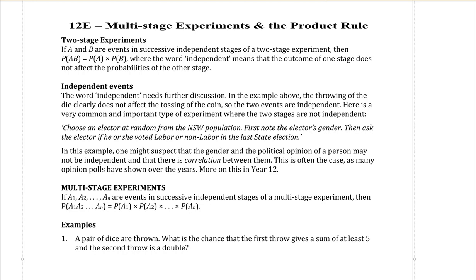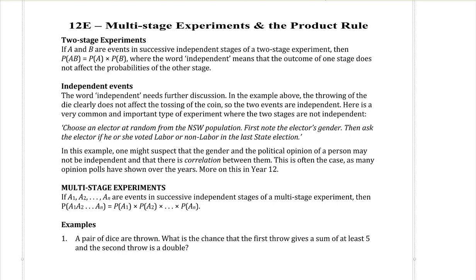that the outcome of one stage does not affect the probability of the other stage, because they're completely independent events. So there's more here on independent events. The word independent needs further discussion. In the example above, the throwing of a die clearly does not affect the tossing of a coin, so the two events are independent. Here is a very common and important type of experiment where the two stages are not independent. So here, this is the example.